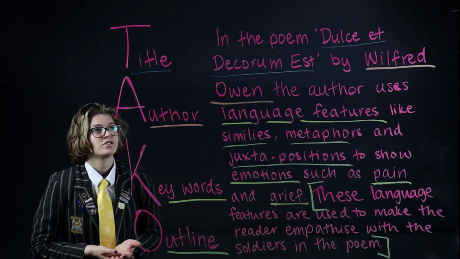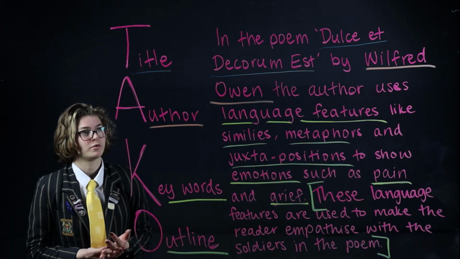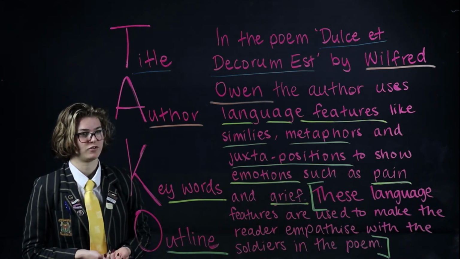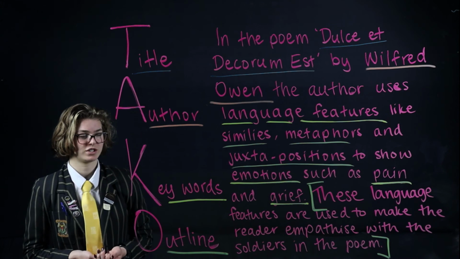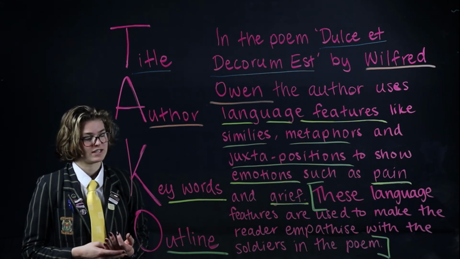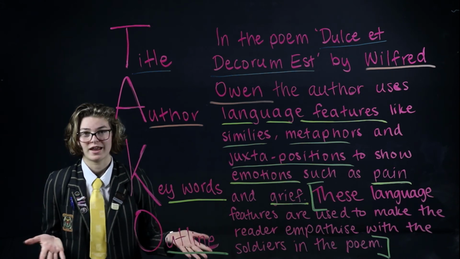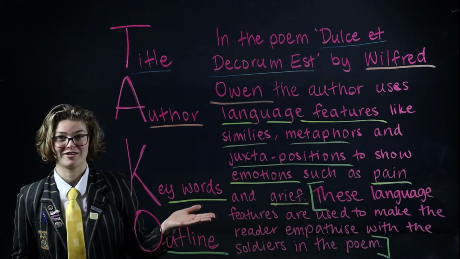And this is our introduction. In the poem Dulce et Decorum Est by Wilfred Owen, the author uses language features like similes, metaphors and juxtapositions to show emotions such as pain and grief. These language features are used to make the reader empathise with the soldiers in the poem. And now you're ready to go on to the rest of your paragraph.